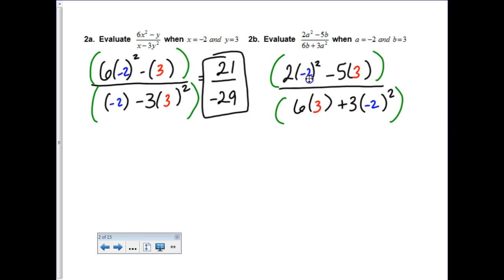I'm going to try a little mental math here. Let's see, this is 4 times 2, which is 8 minus 15. So that's a negative 7 over, oh gosh, okay, 4 times 3 is 12. This is 18 plus 12, so that is 30. And you would normally try to reduce that, but that one does not reduce, so there's our answer.